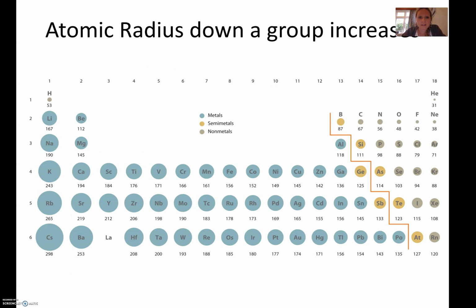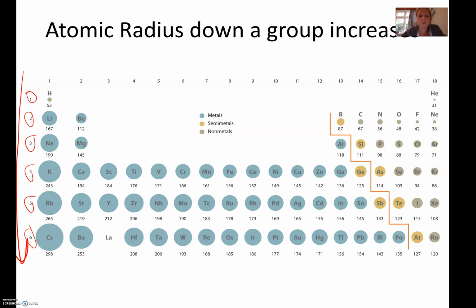So let's now talk about down a group. As you can see, down a group, the size of the atoms get bigger. So we need to talk about why that is, okay? So as you go down, one thing that you will obviously see is the fact that we're going from 1 energy level to 2 to 3 to 4 to 5 to 6. And this is actually having the biggest effect here.